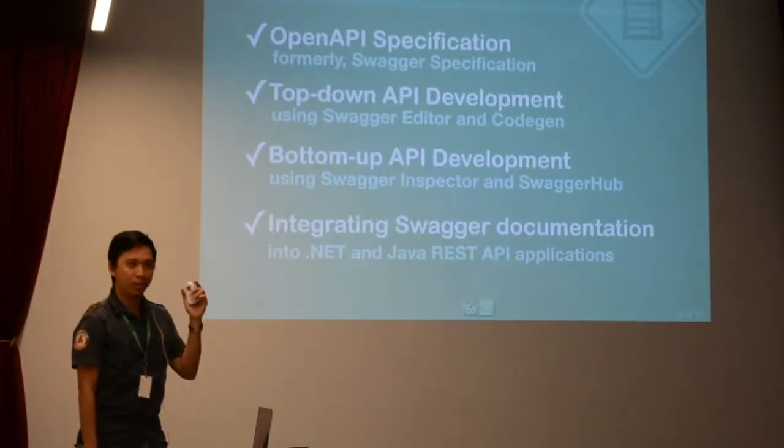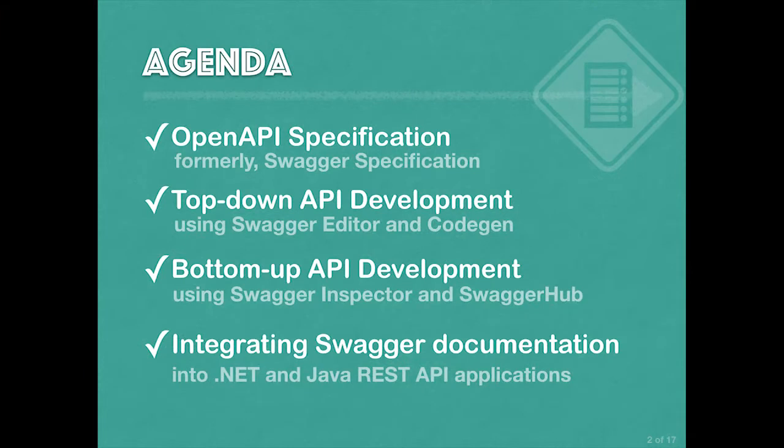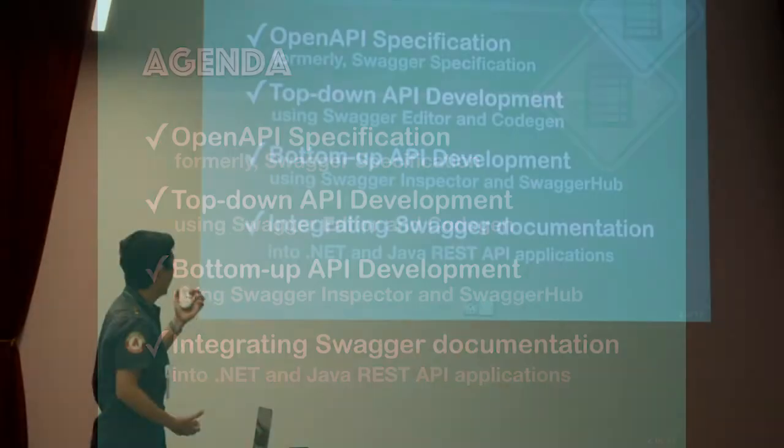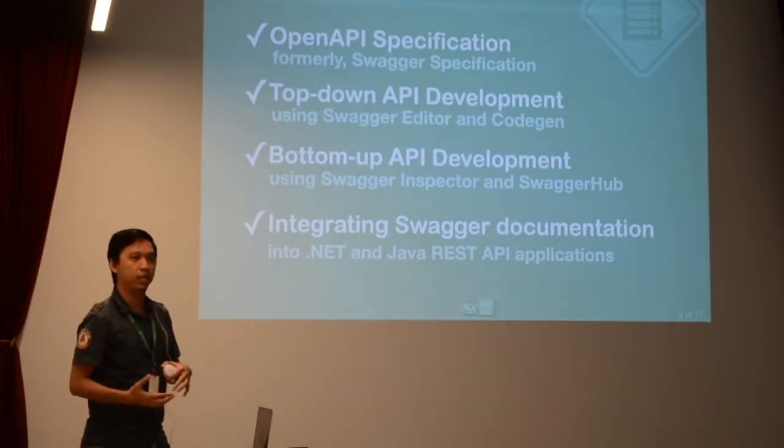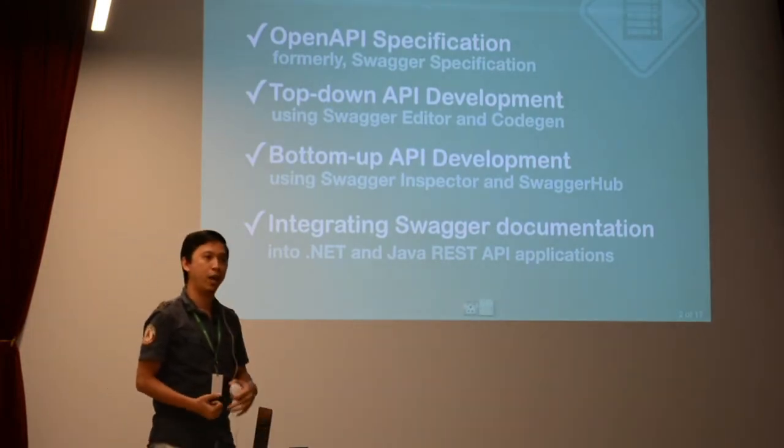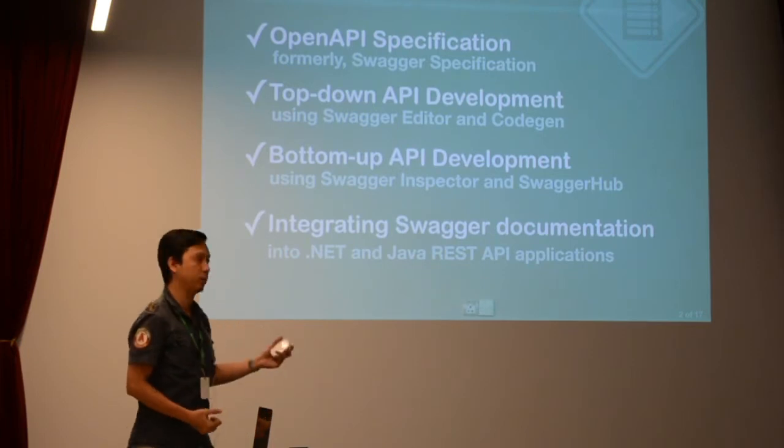Apart from that, I'm going to talk about OpenAPI Specification, originally known as the Swagger Specification. This is the very core of this documentation. And I'm going to also talk about two different approaches to API development with sample case studies and the usage of Swagger tools in each example.